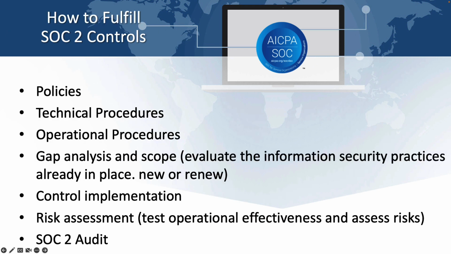Now, how can you fulfill the SOC 2 control requirements? The process includes policy implementation, technical and operational procedures. So definitely you need to have the documentation in place. For the policies, usually the auditor for SOC 2 Type 1 will ask to examine the policies, the distribution list, and how you are actually translating and executing these policies. From the Type 2 perspective, the auditors will examine the functionality of the controls written in these policies over a period of 6 to 12 months.